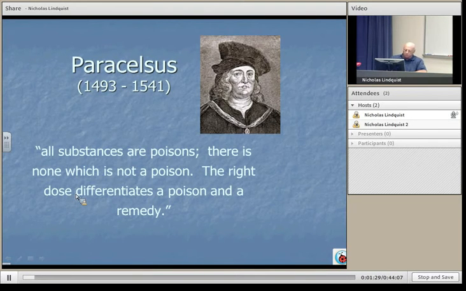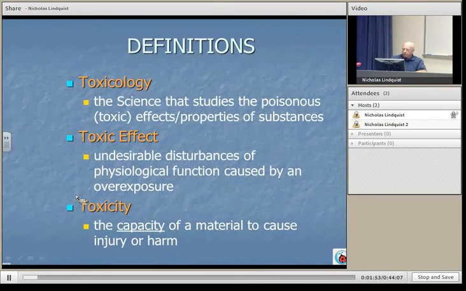As we had mentioned earlier in our history discussion, a gentleman by the name of Paracelsus is basically the father of toxicology, if you will, the person who coined the phrase, all substances are poison, there's none which is not a poison. The right dose differentiates poison and a remedy. So, a pretty profound statement.